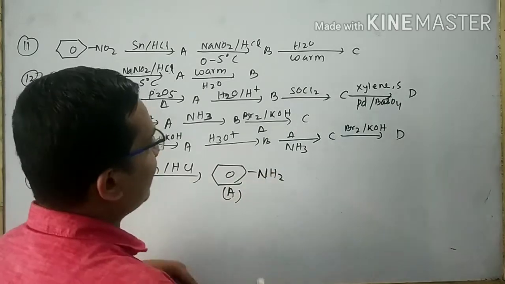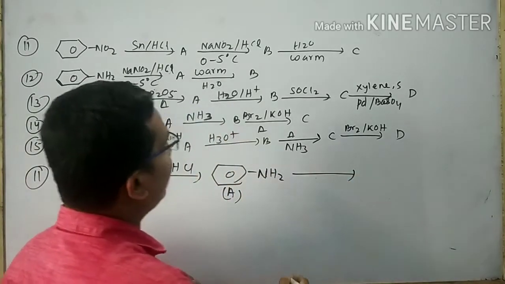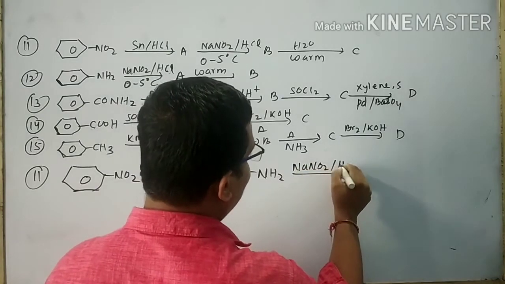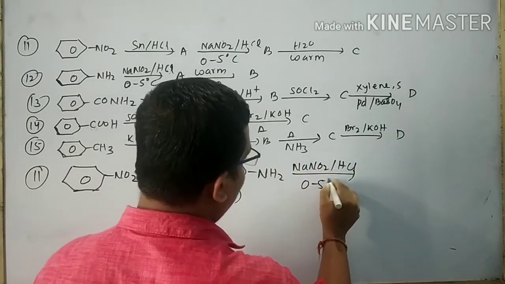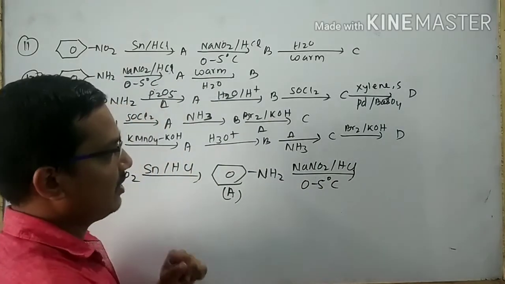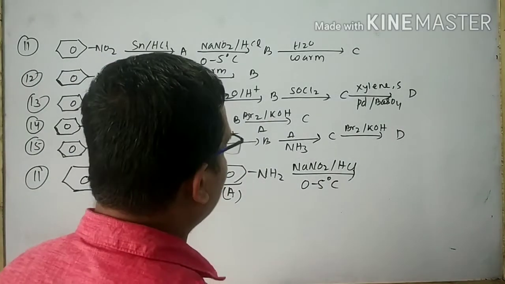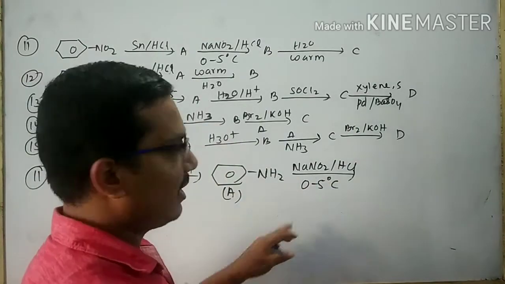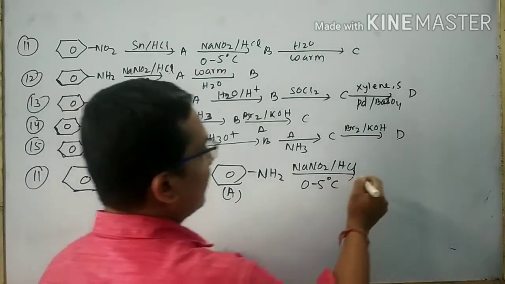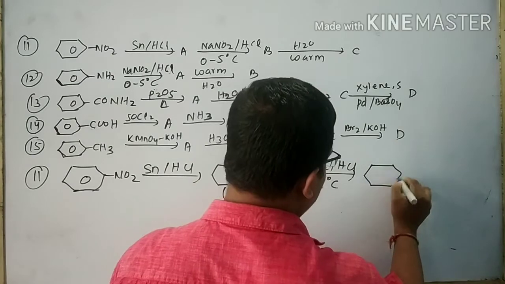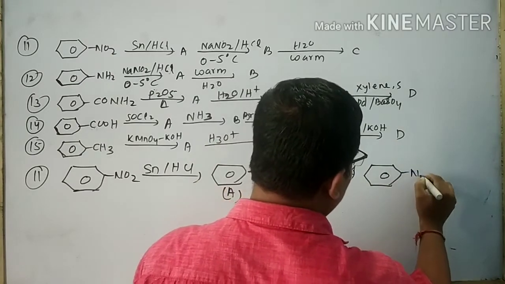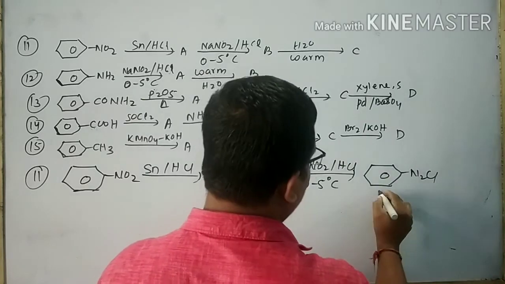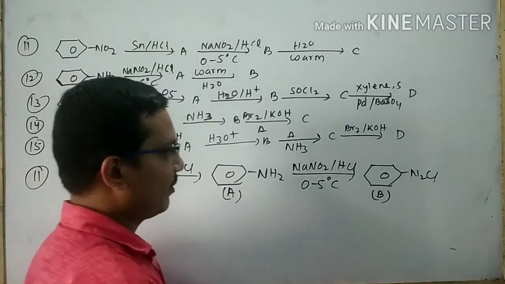Now aniline is subjected to reaction with NaNO2 in the presence of HCl at temperature 0 to 5 degrees centigrade. Then B is formed, and B is BDC, because this is the method of preparation of BDC from aniline. That means here we can write C6H5N2Cl, and it is considered as the B product.